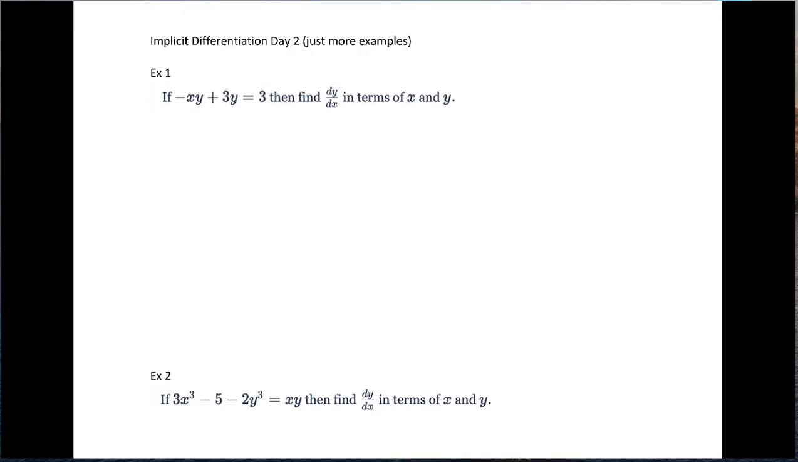This implicit differentiation, I know that it is hard. I just know it is, and so I know you need more examples. So we're going to do more examples, and there's a whole new assignment.